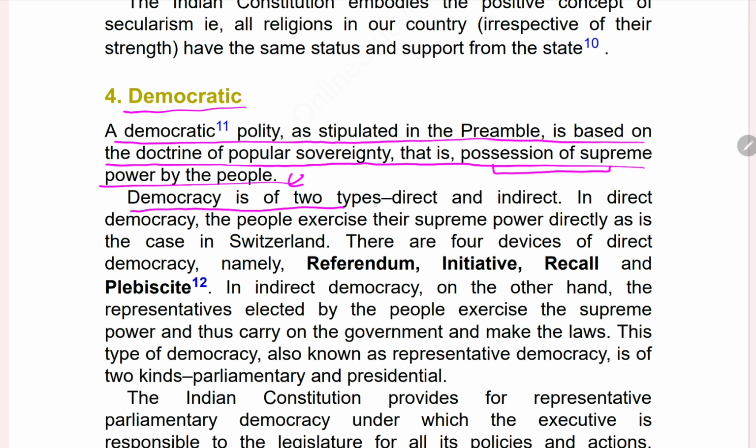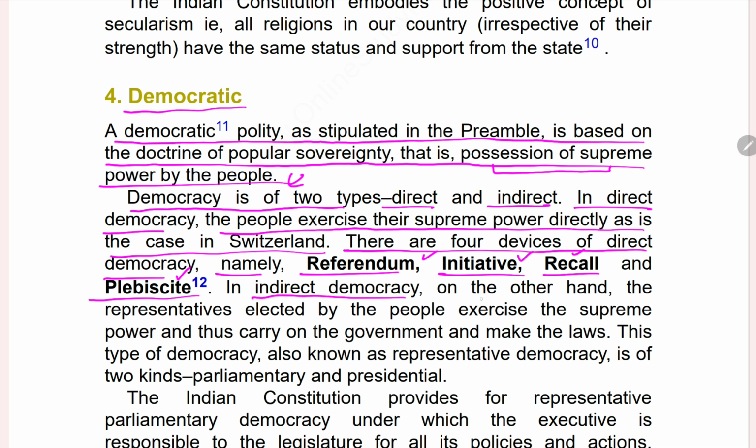Democracy is of two types: direct and indirect. In direct democracy, the people exercise their supreme power directly, as in the case of Switzerland. There are four devices of direct democracy, namely referendum, initiative, recall, and plebiscite. Whenever there is direct democracy, people have the ultimate right. They directly participate in the politics and the constitution of the country to frame the law. Like in Switzerland, people directly take part in the referendum. So basically, there are four components of direct democracy: referendum, initiative, recall, and plebiscite.